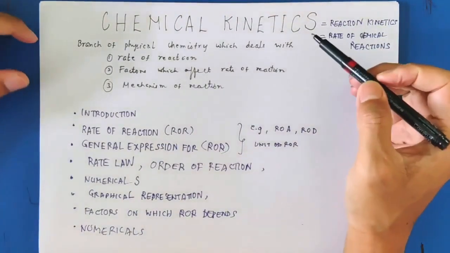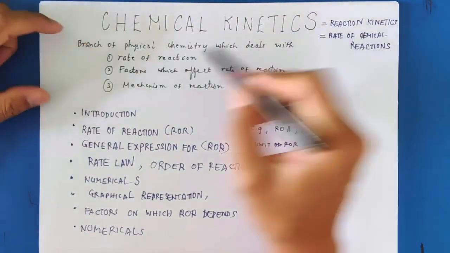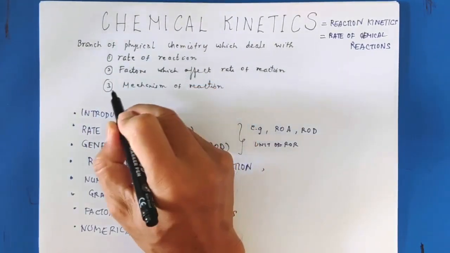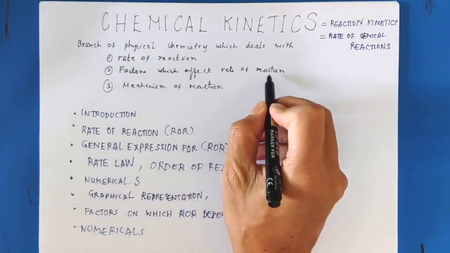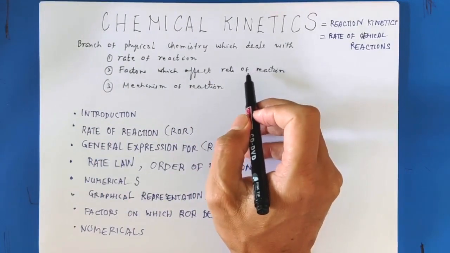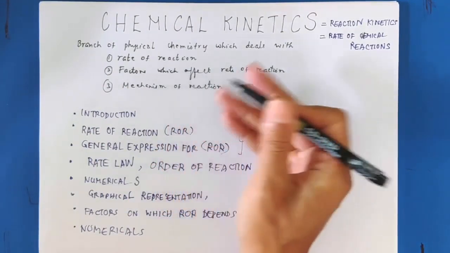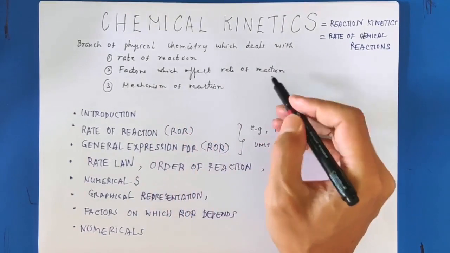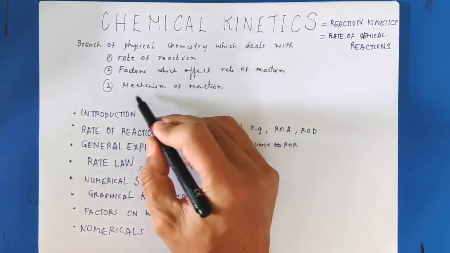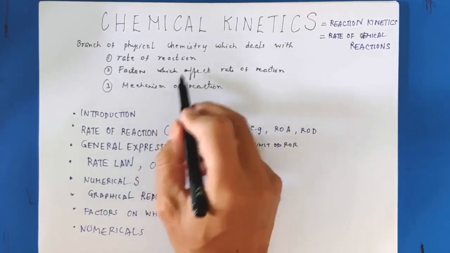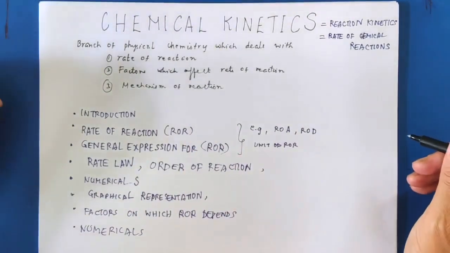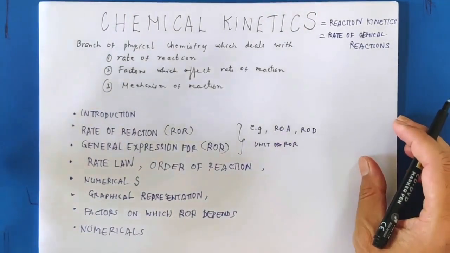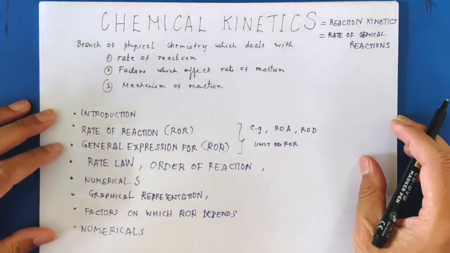Basically, how will you define chemical kinetics? It's a branch of physical chemistry which deals with the rate of reactions, the factors on which the rate of reaction depends, and finally the mechanism of reactions. So chemical kinetics covers the rate of reactions, the factors on which the rate depends, and then the mechanism.